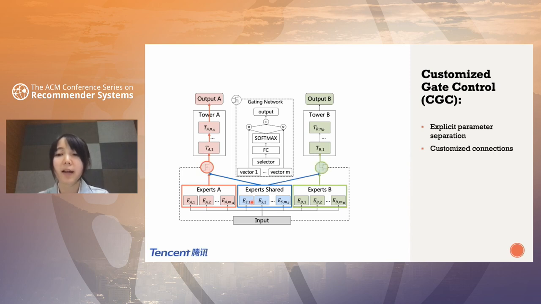In CGC, each tower network combines the shared experts and its own task-specific experts through a gating network. Thus, the parameters of task-specific experts are only affected by the corresponding task. As shown in the figure, the gating network is based on a single layer feedforward network with softmax as the activation function, with input as the selector to calculate the weighted sum of the selected vectors. Through explicit parameter separation and customized connections, CGC enables different types of experts to concentrate on learning different knowledge.